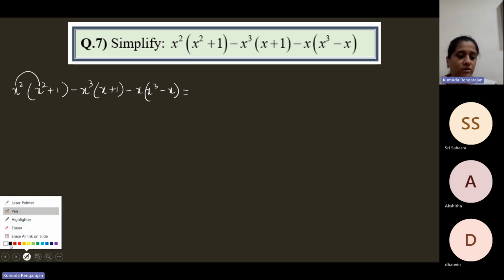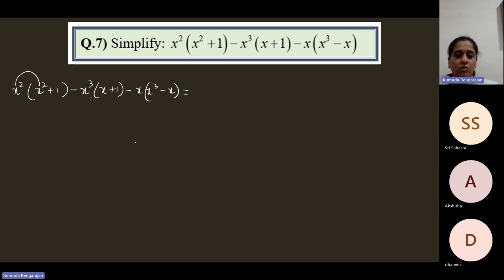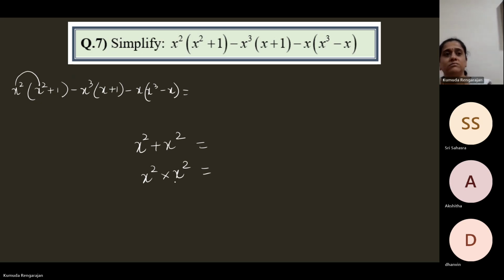Okay, children, at this point, I would like to ask you something. What is x squared plus x squared? What's the result of x squared plus x squared and x squared into x squared? Mom, for the first one, it's 2x squared. And then it's x cube, Mom. I mean x4, x to the power 4.